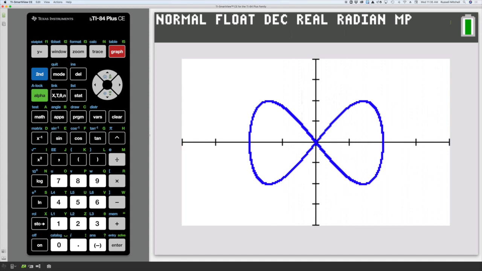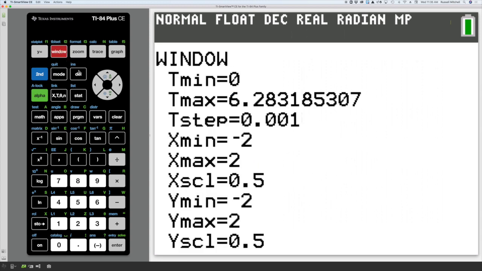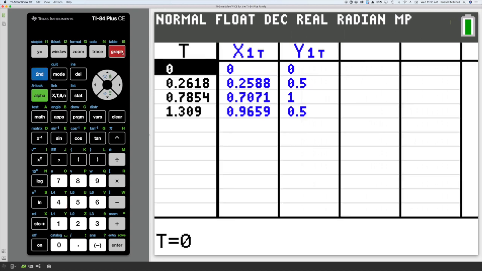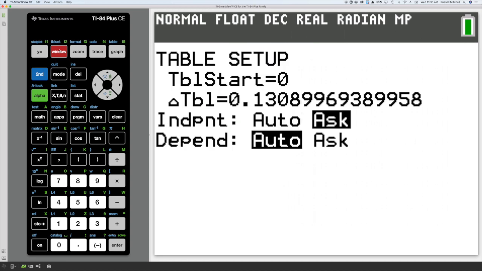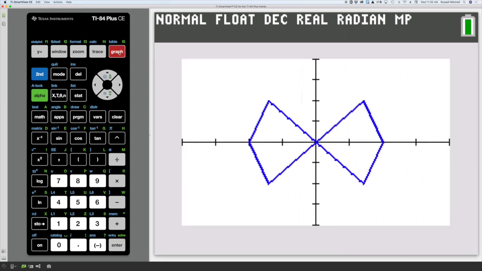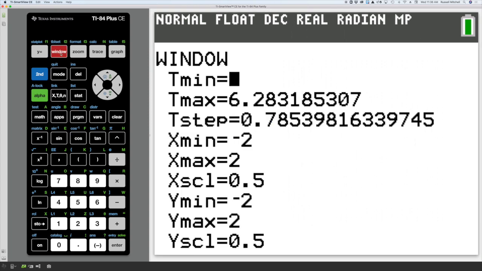Now, one thing you could do, okay, is you could look at the table for this, okay? So you could go to window, now you don't want to do this for the table, okay? Not for graphing, okay? Let's do t-step, come down here, and let's do a t-step of pi over 4, okay? So pi divided by 4. And then if you go to table, and you know what? Our table set, we want this to be on auto for doing this. And you know what? There's not enough resolution. Okay, so pi over 4 isn't enough. You see how it's not smooth, right? Because it's only doing this point, this point, this point, and it's just trying to connect them.